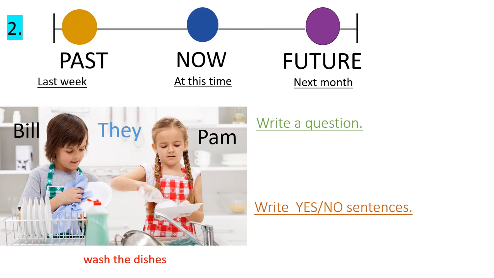So here is the next one. So look at the timeline. So you have to decide what time are we talking about. Here we have who. We're talking about Bill and Pam. They, the blue word, is who. The action, wash the dishes. So you will write a question and yes or no sentences. Okay? The question and the sentences have to match the timeline. That's where you see the dots, the circles, and the picture.